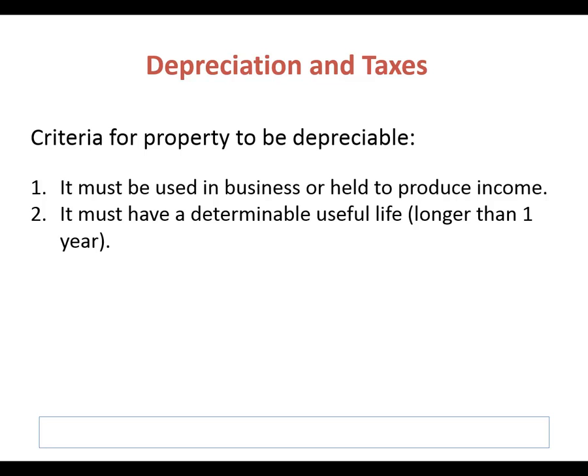One of the criteria for it to be depreciable is that it has to be held to produce income. And so your house, you live in that. That's not going to be generating income. You can't depreciate the house that you live in. It must have a determinable useful life, longer than a year. And so that excludes a lot of consumables like gasoline, food, and the like.